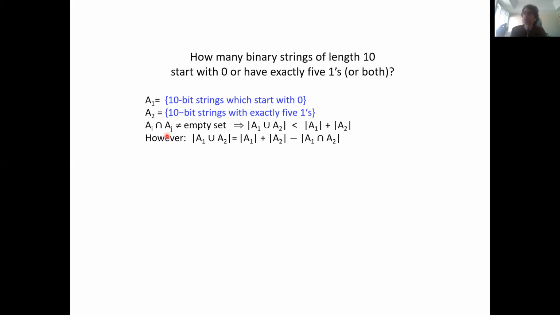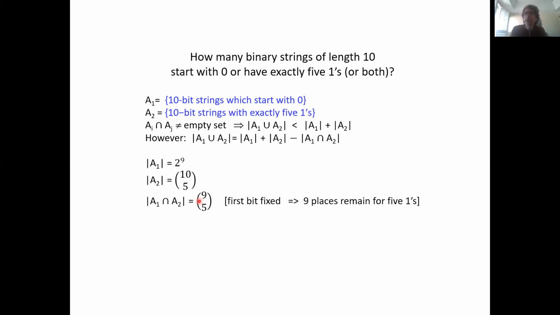So we are going to use the inclusion-exclusion principle, and each of these sets is easy to count. If you start with a 0 and you have 10 bits, there's 2 to the 9 choices for the other 9 bits. If you have to have exactly 5 ones, you're choosing 5 out of 10 positions where the ones go. So that's the formula. And what about the intersection? The first bit is a 0, and then you're choosing 5 positions out of the remaining 9 to place the ones. Not that much harder. And so the answer is the first set plus the second minus the intersection.